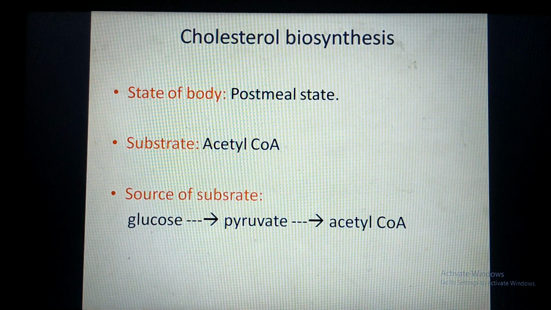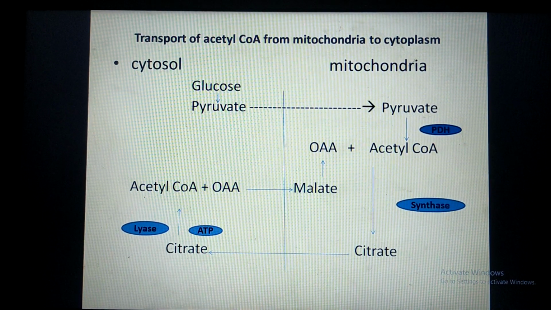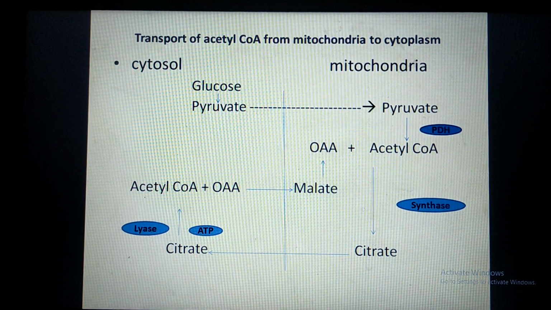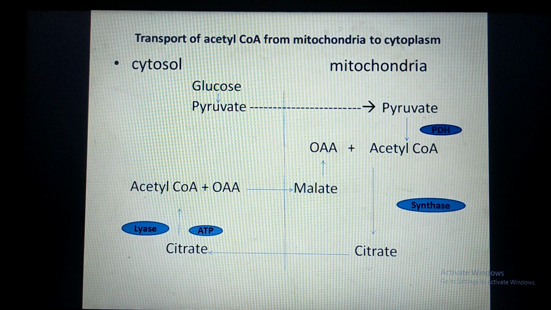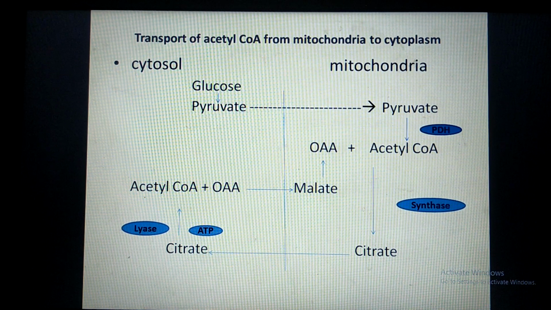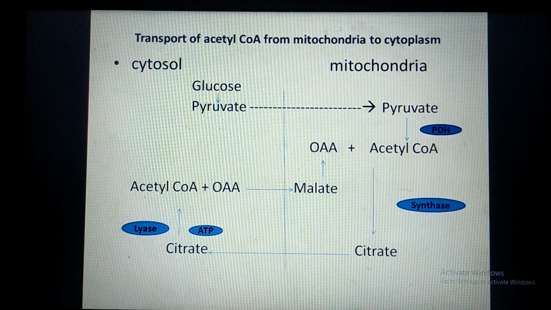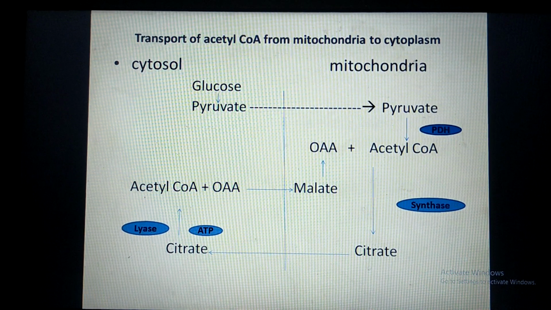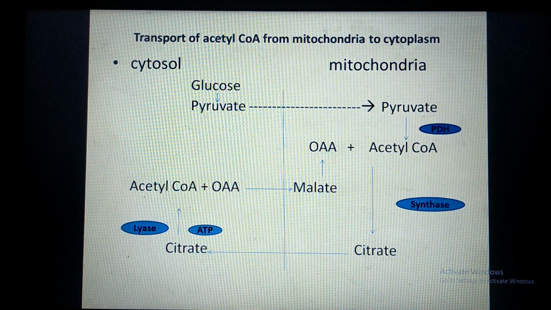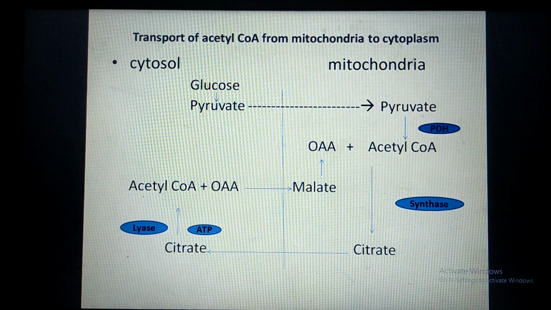Therefore, we have to transport that acetyl-CoA from mitochondria to the cytoplasm. So this is the transport of acetyl-CoA from mitochondria to cytoplasm. Here glucose in the cytoplasm is shown, which is converted into pyruvate by glycolysis. Pyruvate enters into the mitochondria and forms acetyl-CoA. Now this acetyl-CoA has to be transported to the cytoplasmic compartment for synthesis of cholesterol, because cholesterol synthesis starts in the cytoplasm.